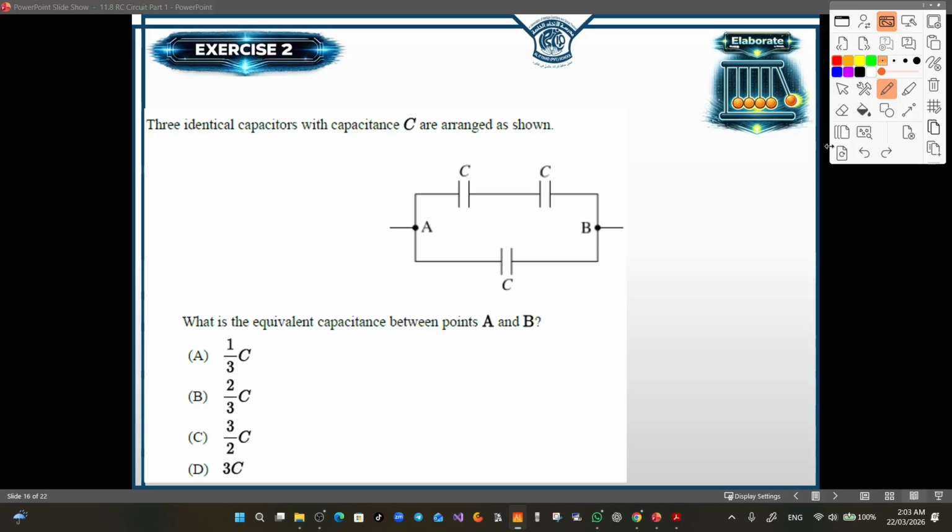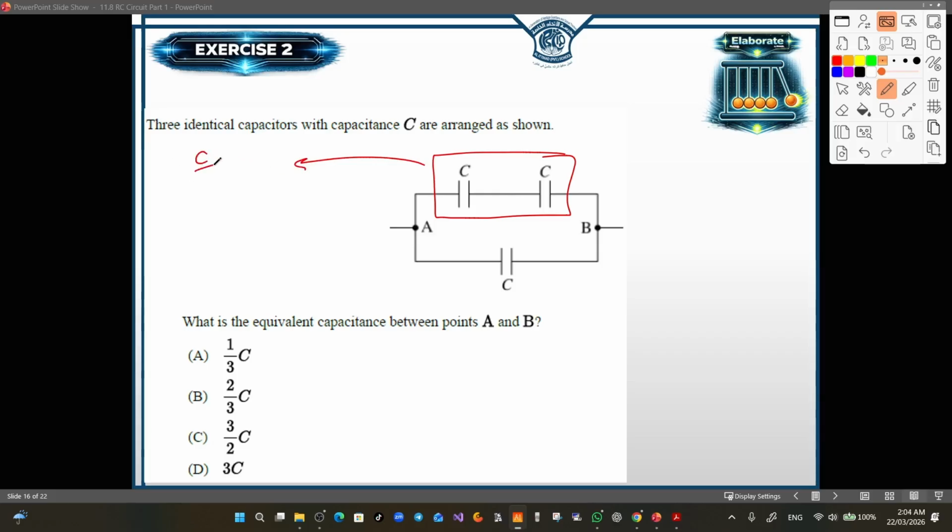3 identical capacitors with capacitance C are arranged as shown. What is the equivalent capacitance between points A and B? So we need to find the equivalent capacitance across A and B. We know that C and C are connected in series. So the equivalent of this branch is C over 2.